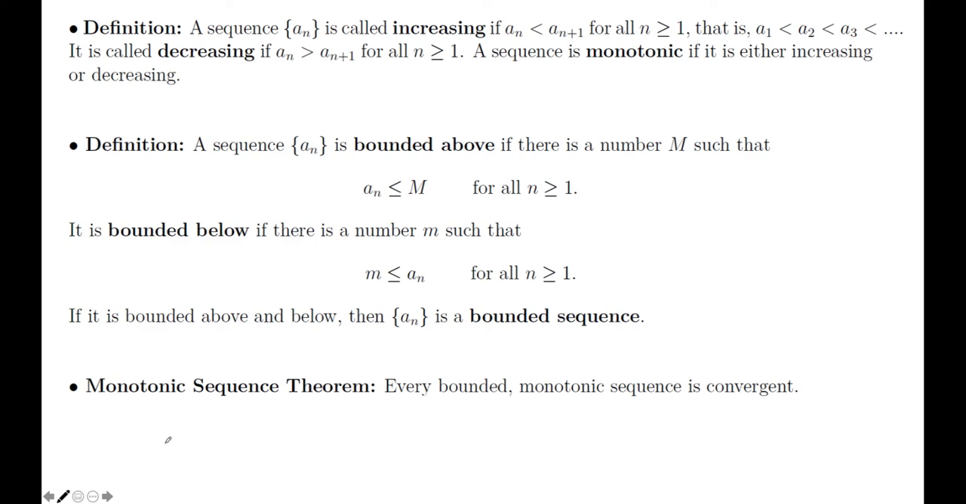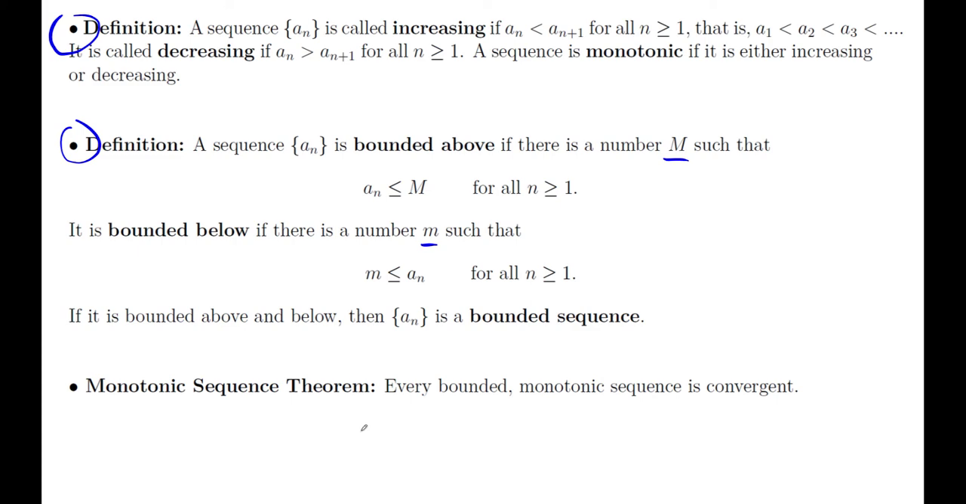Then one other definition is what it means for a sequence to be bounded. If a sequence is bounded above, then that means there's some number M that the sequence can never get bigger than. And if it's bounded below, there's a number little m that the sequence can never get below. If you have a sequence that's both bounded above and below, then it is a bounded sequence. The reason for these two definitions is to introduce the monotonic sequence theorem, which is a really nice one. It says that every bounded monotonic sequence is convergent.